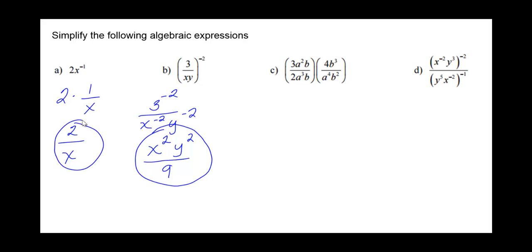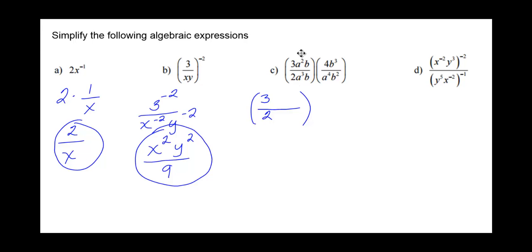Letter C. This one, you have a choice. You can either multiply everything across or you can simplify within the parentheses first. I think I'll choose to simplify the parentheses first. So the 3 and the 2 are not going to simplify. They're going to stay there. But then we have a squared and a cubed. Well, the a squared will cancel.